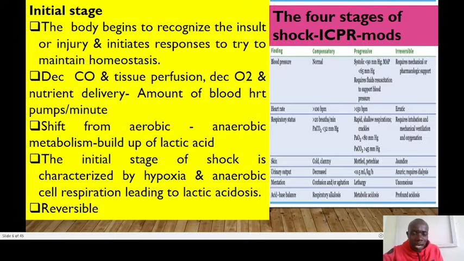All right, so guys, at this juncture we're going to be looking at the 4 stages of shock, which, as we said, are abbreviated as ICPR.